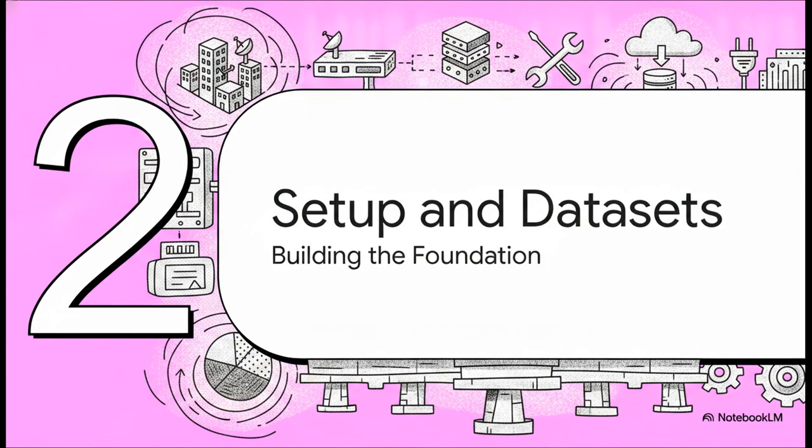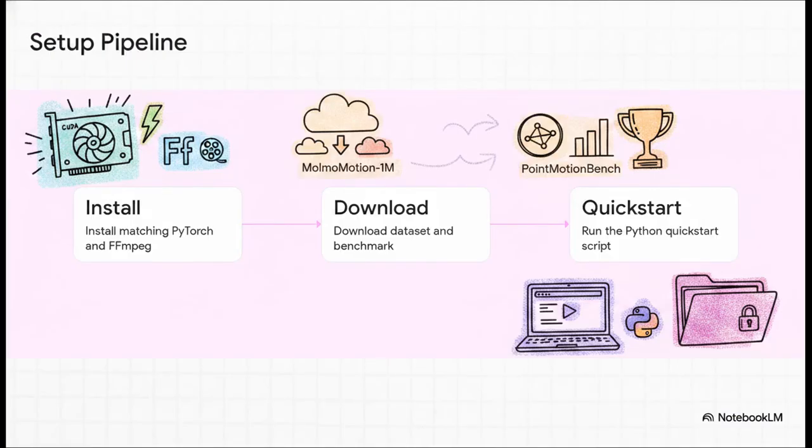Moving right along to part two, let's look at the setup and datasets to build our foundation. Getting this up and running in your own local environment is actually surprisingly simple if you just take it step by step. First, you'll need to make sure your PyTorch version perfectly matches your specific CUDA driver, and you'll want to grab FFmpeg for system video decoding. Second, you're going to download the training corpus, that's MolmoMotion 1M, along with the evaluation suite, PointMotionBench, straight from Hugging Face. Finally, just run the provided Python quick start script. But listen, there's one golden rule you need to remember. Always point your dataset roots to new directories entirely outside the GitHub repository. Otherwise, things are going to get real messy real fast.